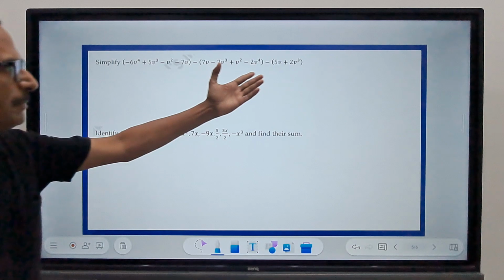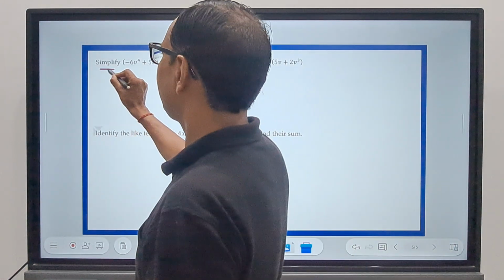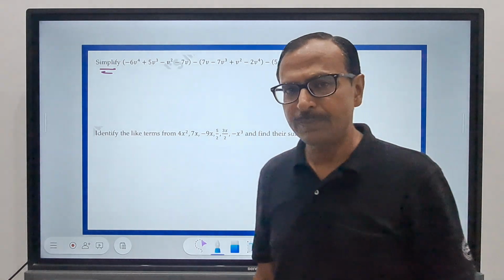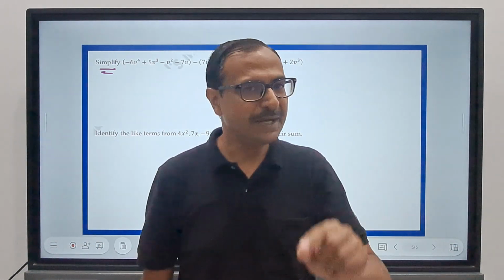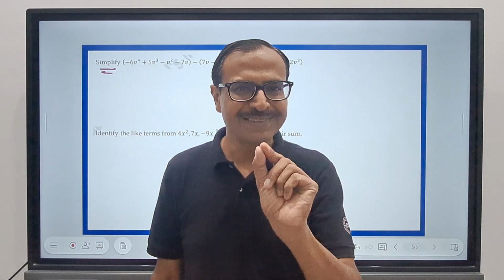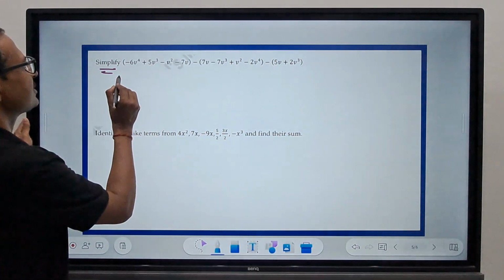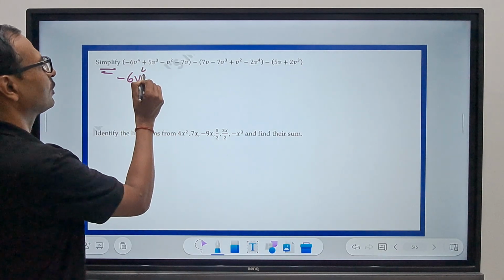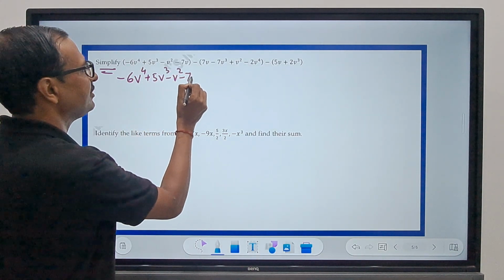Oh my god, so many brackets and so many plus and minus signs between the brackets. Simplify. Okay, so being careful is what is required here. It's not a difficult problem. It requires focus. It requires care. Okay, so let's remove the bracket. The first bracket, minus 6 v power 4 plus 5 v power 3 minus v square minus 7v.